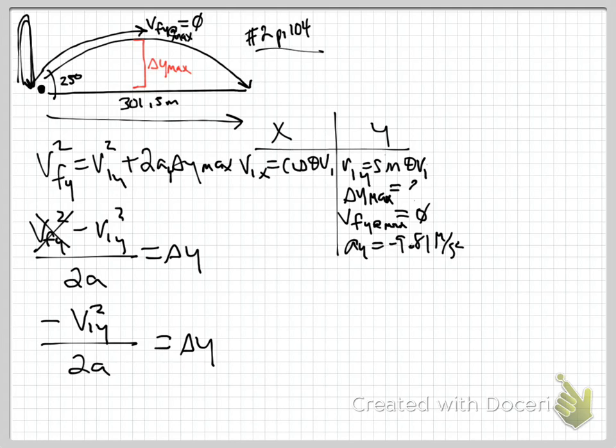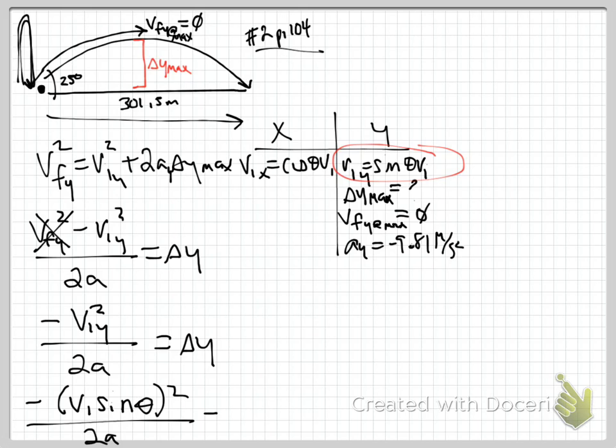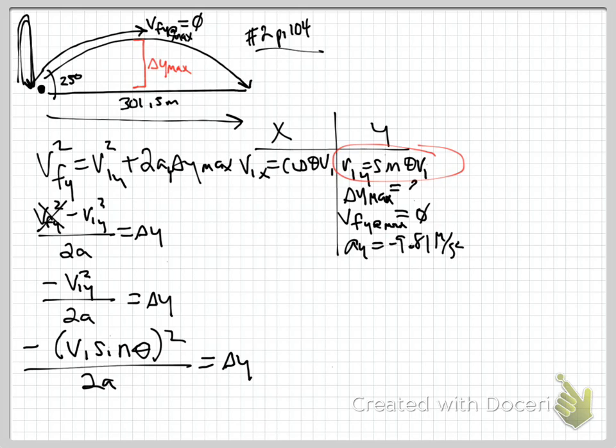And now we can put in the expression that we have up here for VIY, and we end up with this. Negative of VI sine theta quantity squared over 2a equals delta y. So it looks like we're done. There's just one problem. What is it? We don't have VI. So we have to build an expression for VI.